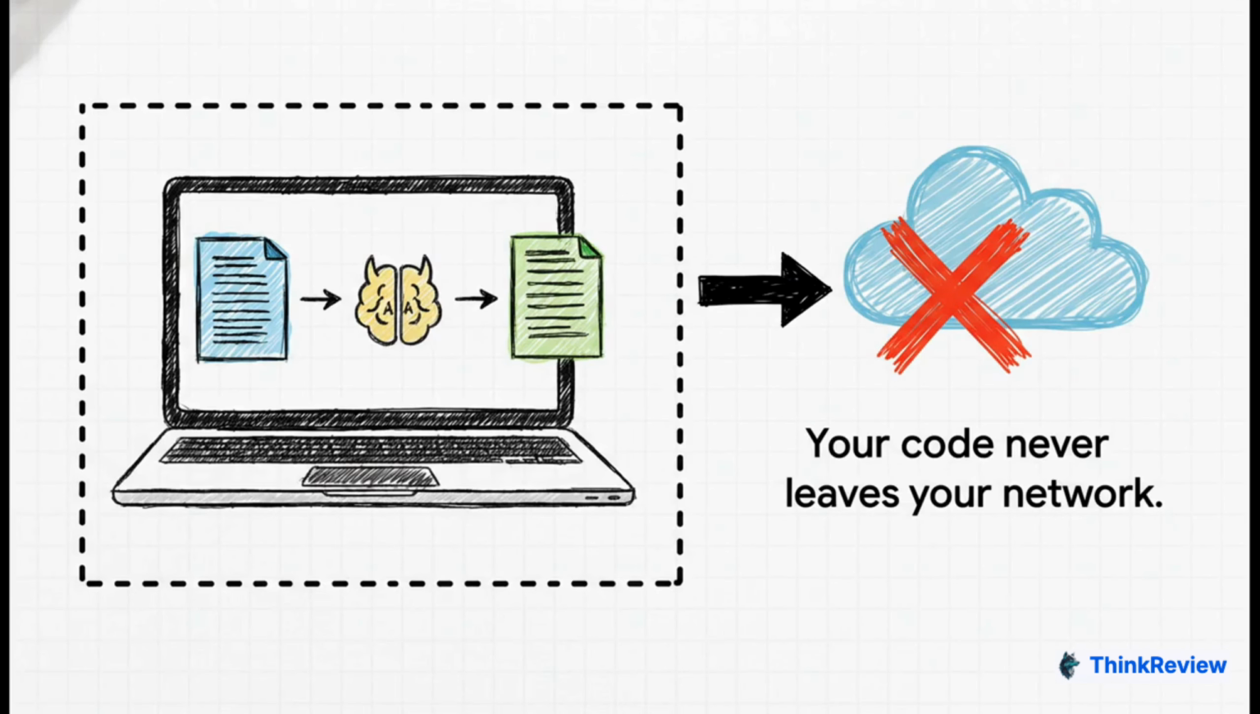And the third pillar, which is kind of the ultimate solution for privacy, is the option to run it all locally. It has full support for Ollama, which means you can run the AI reviews entirely on your own machine. Your code literally never leaves your network. Can't get much more secure than that.